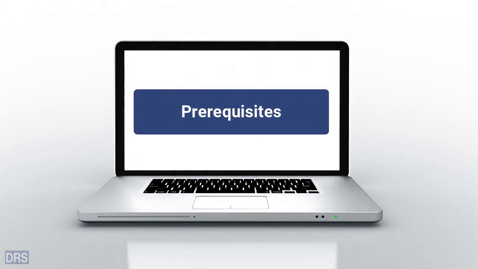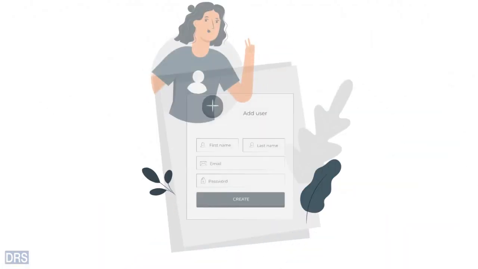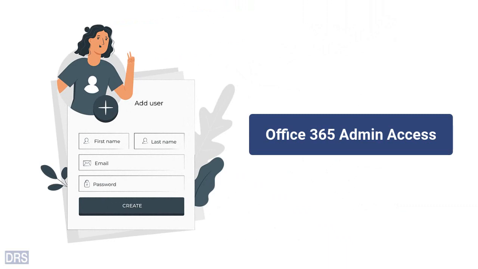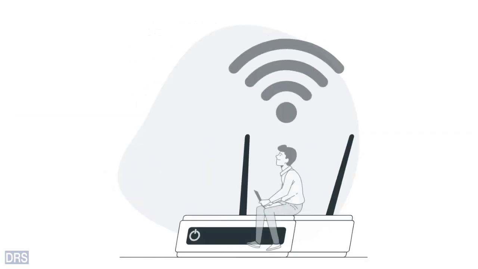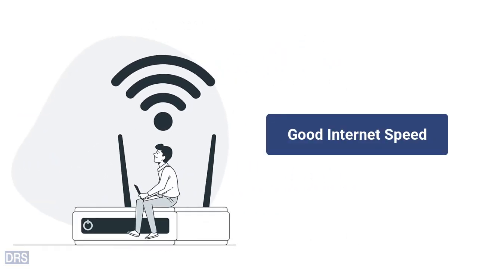Before using the DRS OST to Office 365 migration tool, you must meet some requirements for effective OST to Office 365 migration. You must have an Office 365 account subscription plan and its admin access. After downloading the software, launch the tool as administrator. You must have a strong internet connection to access your Office 365 account and activate the premium version.